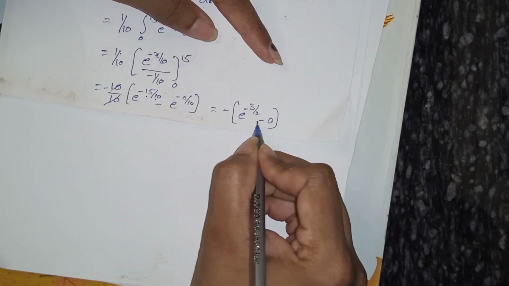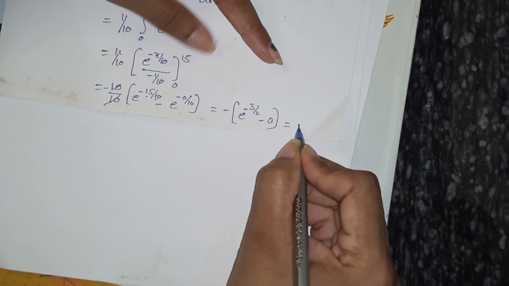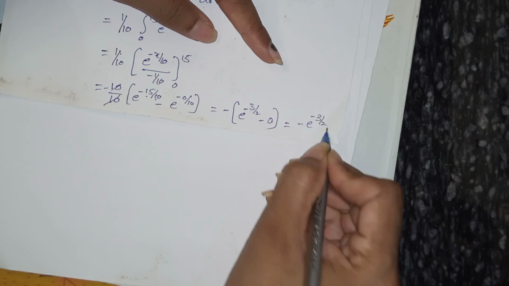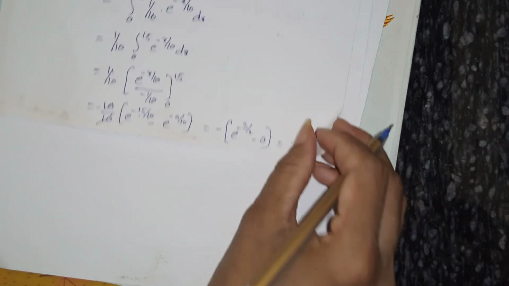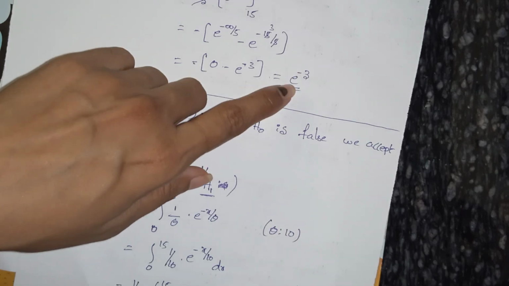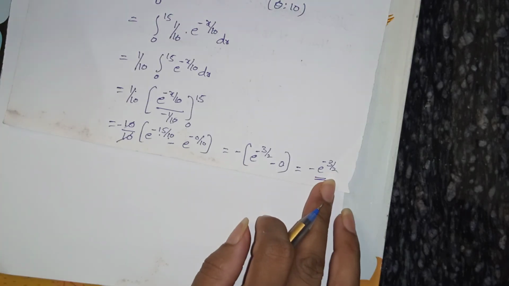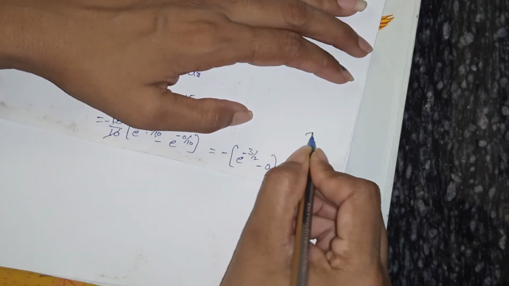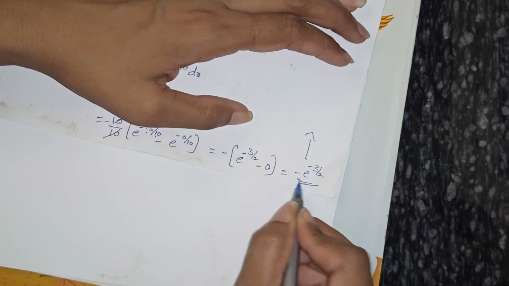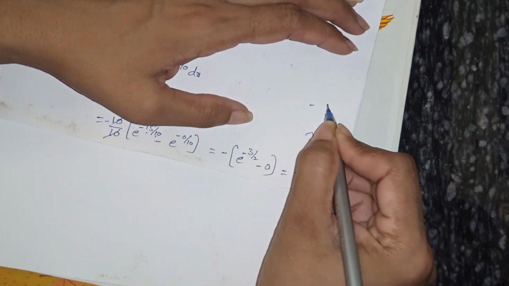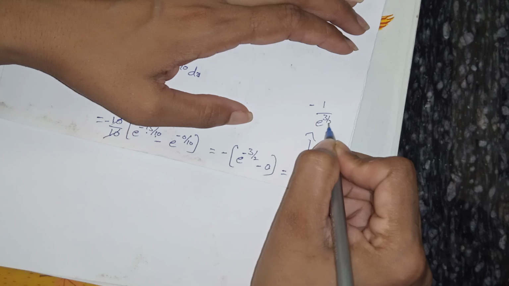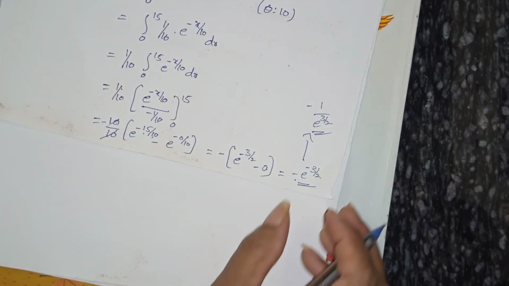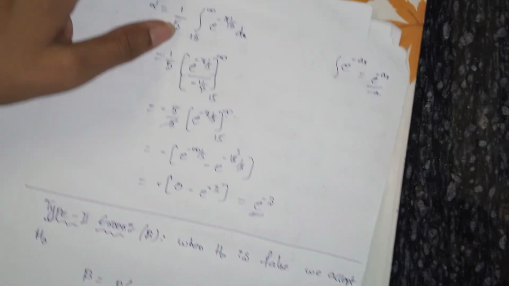So this value is infinity. Here how much is the final answer? Minus e to the power of minus 3 by 2 is the final answer. Here we got e to the power of minus 3 for the type 1 error, and for the type 2 error we got minus e to the power of minus 3 by 2, or else we can write this as minus 1 by e to the power of 3 by 2. So this is about type 1 error and type 2 error.